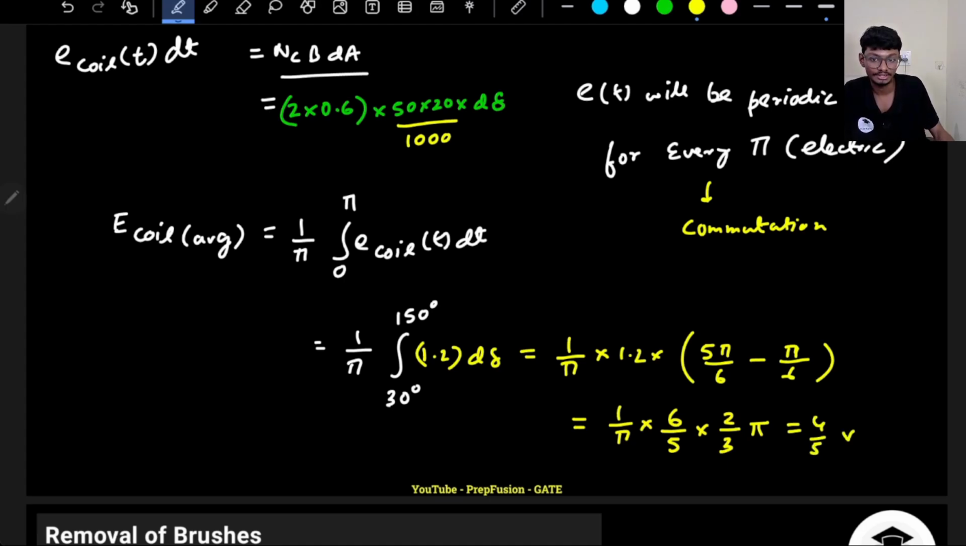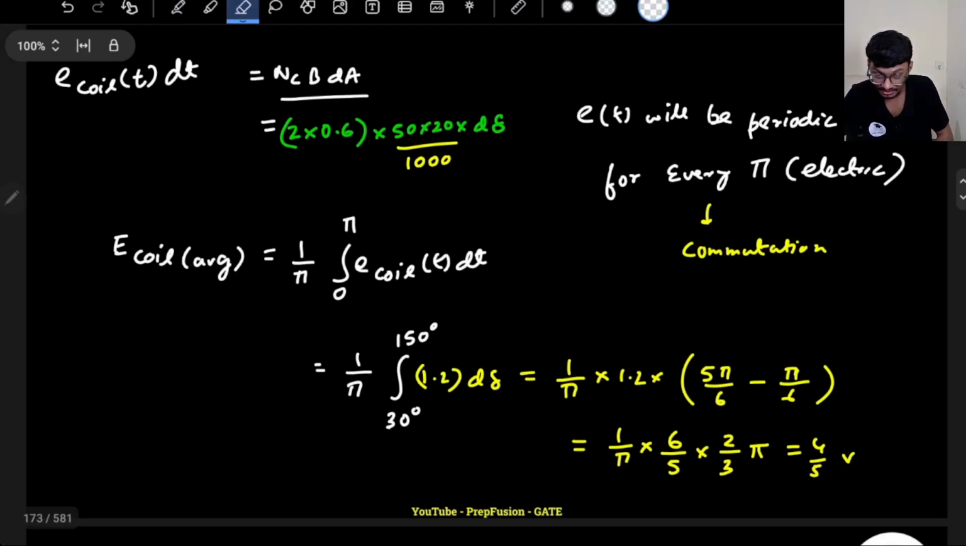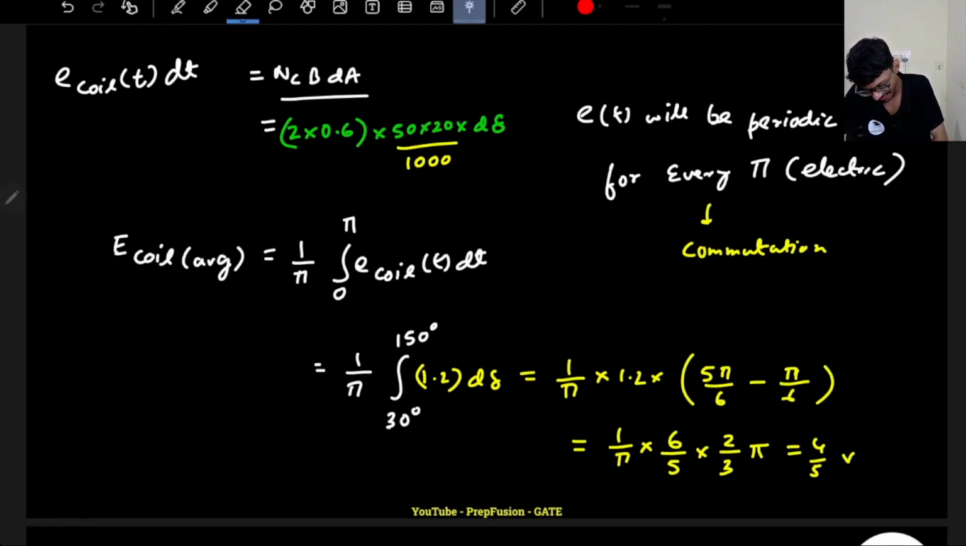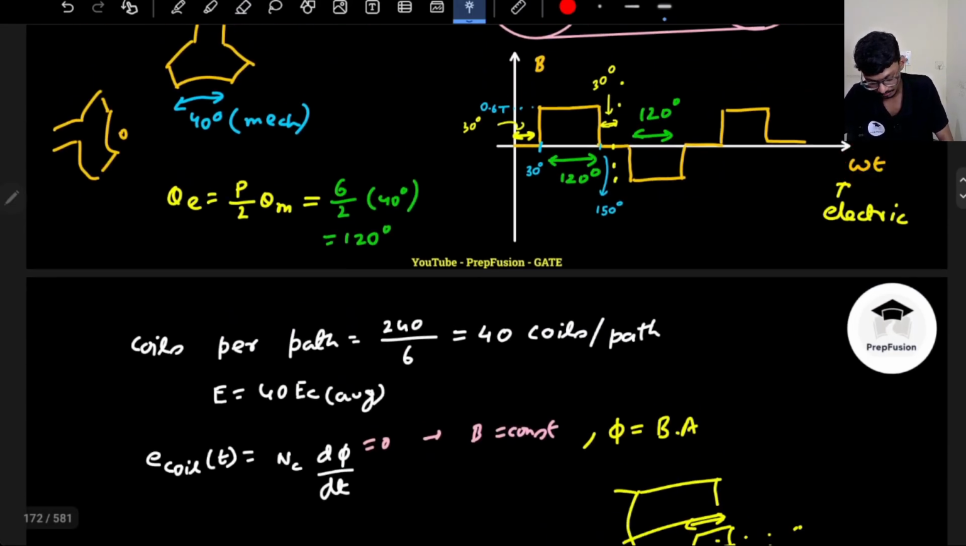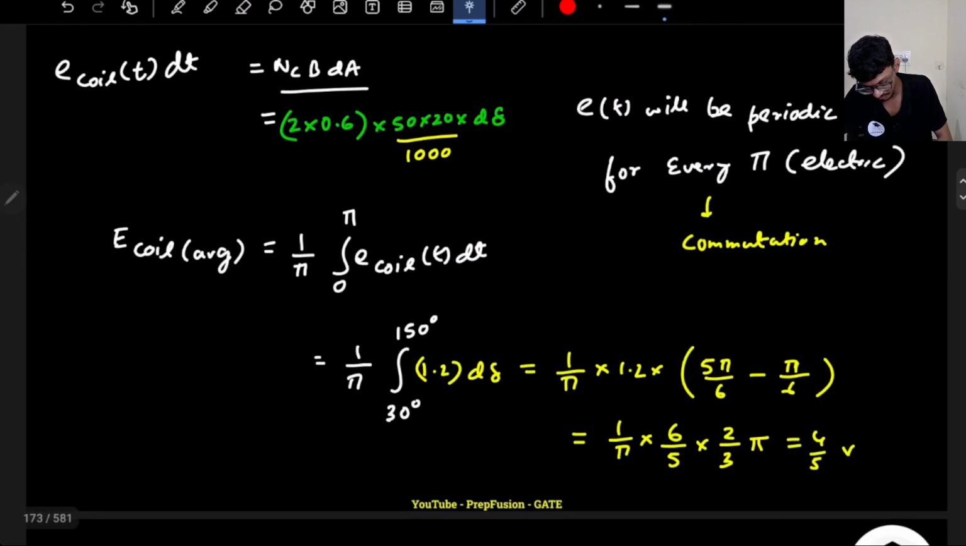Okay, but this is the induced EMF per, what do you call, per turn, per coil. Induced EMF per coil. Okay, one very small mistake I had made. I am integrating here with respect to some radians, but this is function of time, right? So I have made a very small mistake. So this is omega t, not t, right? But here I have t. So I'm integrating with respect to t. How will I convert this then?